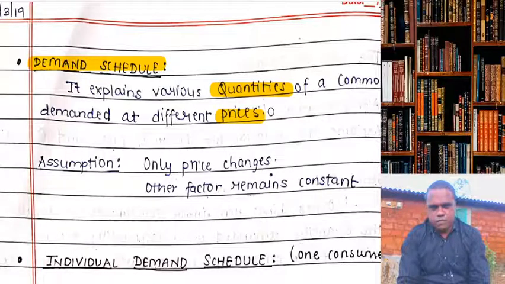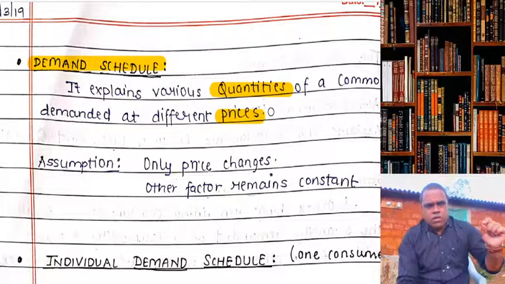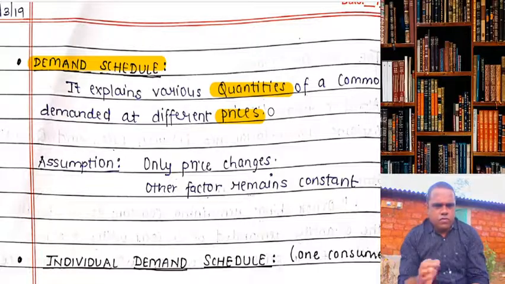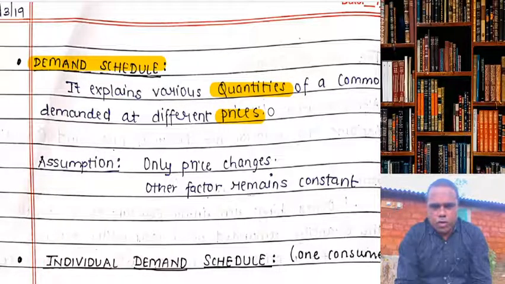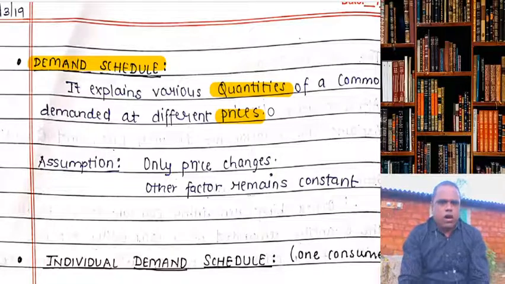Here, the law of demand has got a very important assumption that only the price of a particular commodity will change. All other factors are going to remain constant.